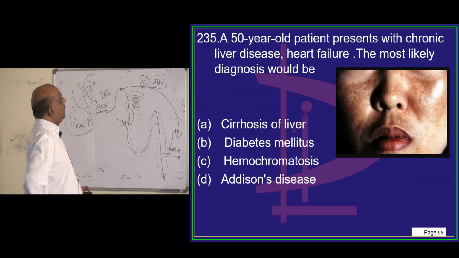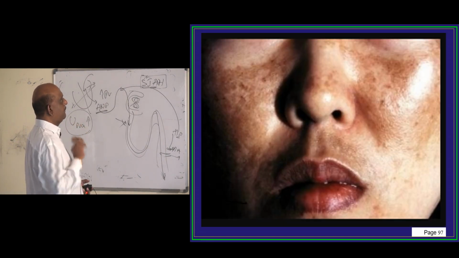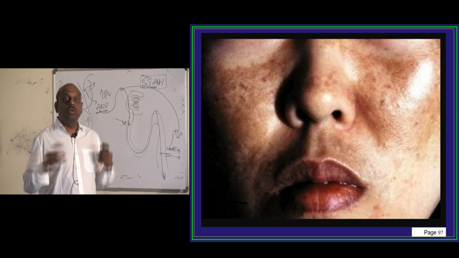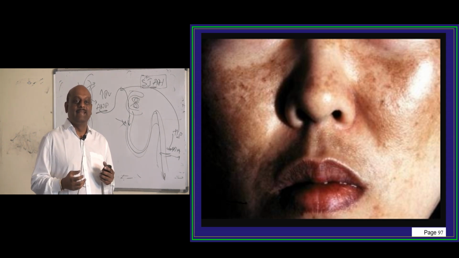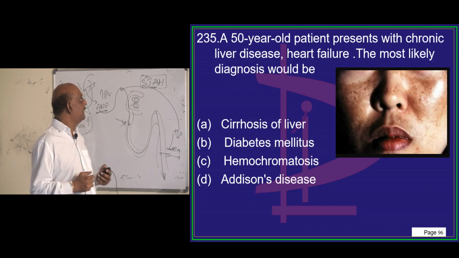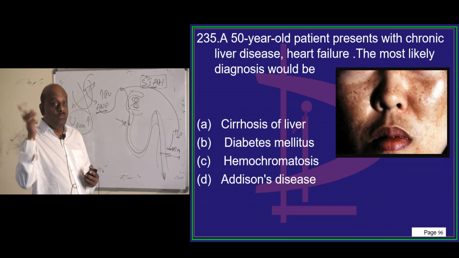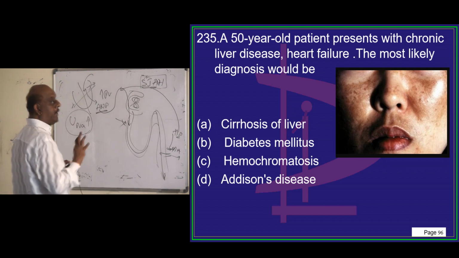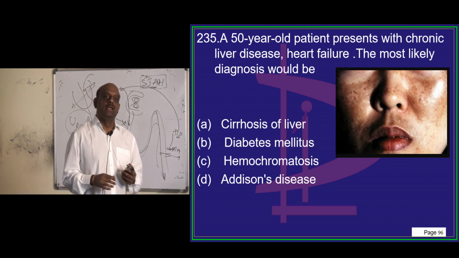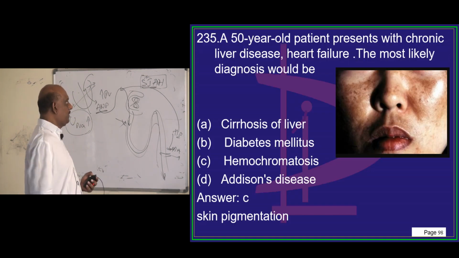Now doctor, a 50-year-old with chronic liver disease, heart failure, and what you are seeing, there is a pigmentation. So pigmentation with liver disease, with heart failure. What comes to your mind, doctor? Diagnosis. You should think of primary hemochromatosis, which causes the combination of all these three, is what you should remember.